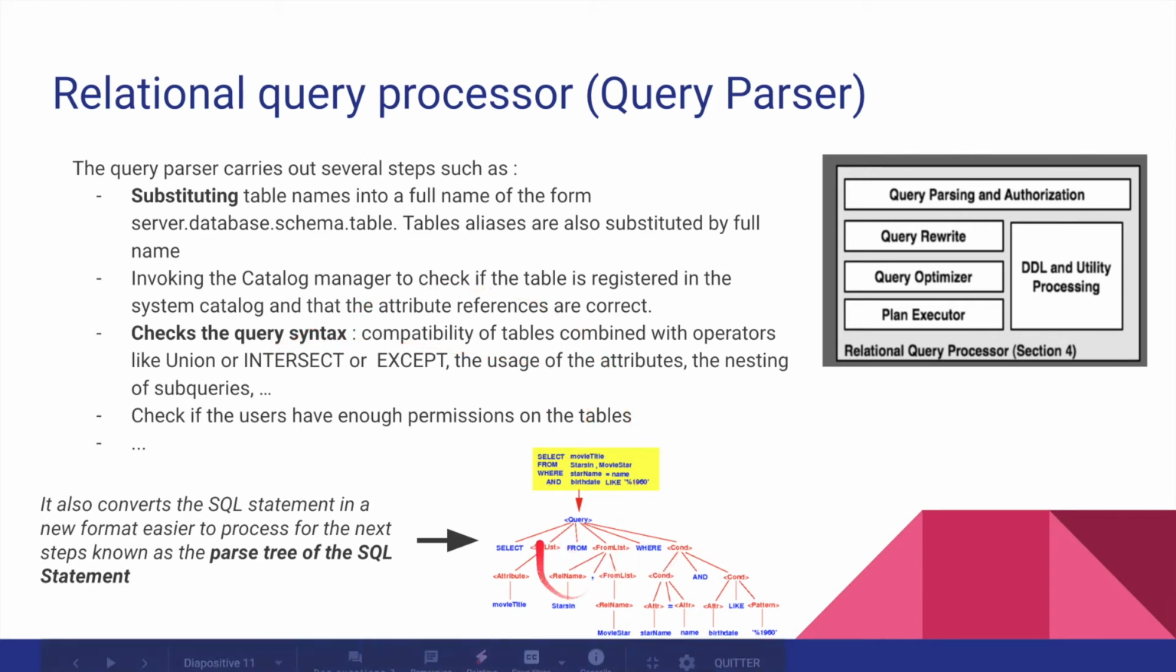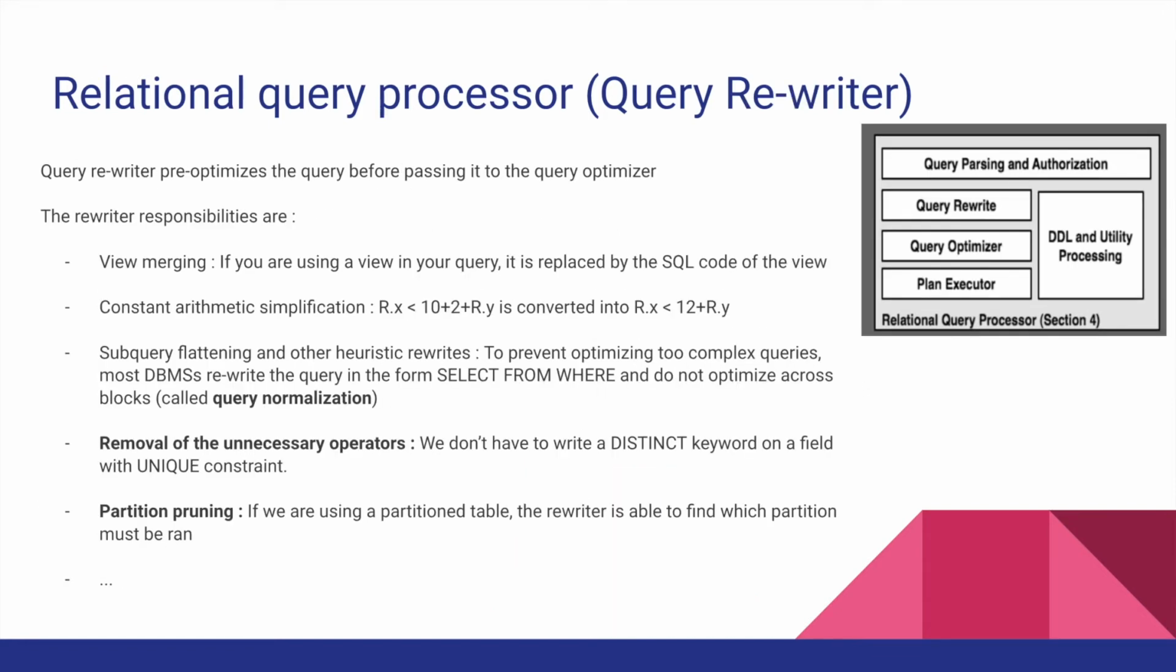Then this parse tree is passed to the query rewriter module for further processing. The query rewriter is responsible for pre-optimizing the query before passing it to the query optimizer. For instance, it does what we call view merging. So if you are using a view in your query, it is replaced by the SQL code of the view. It also does constant arithmetic simplification and subquery flattening.